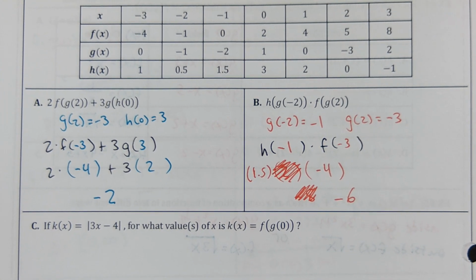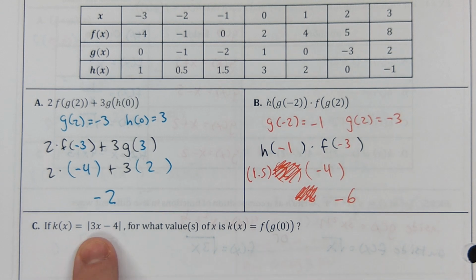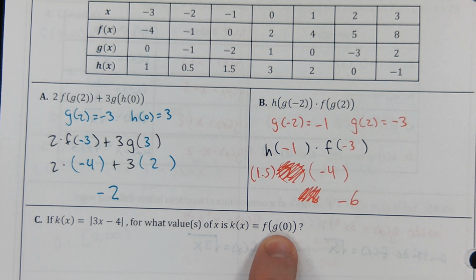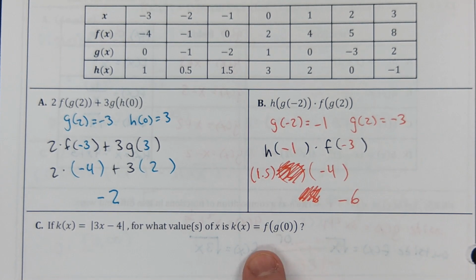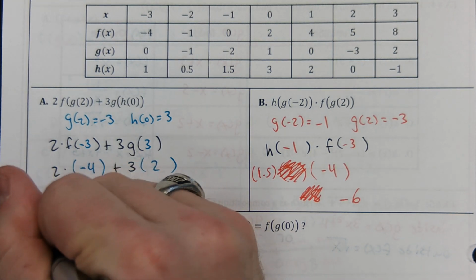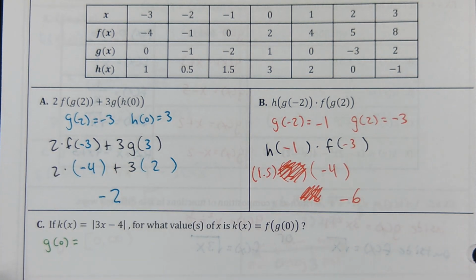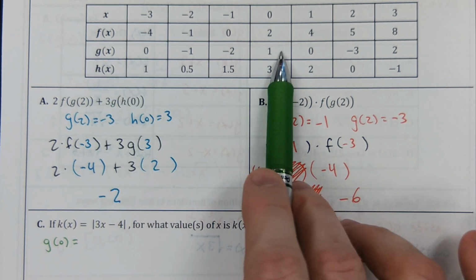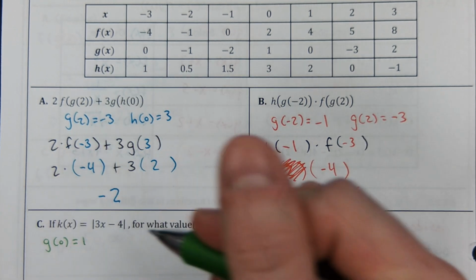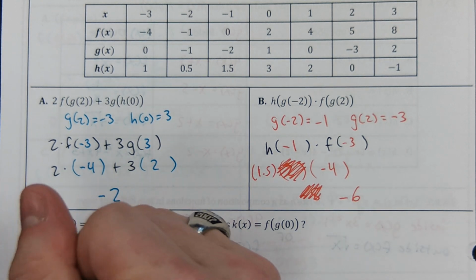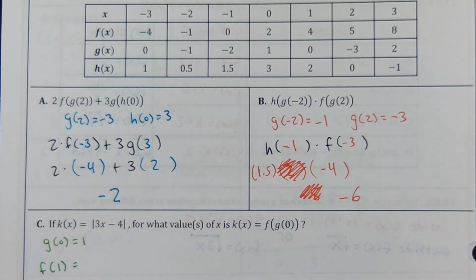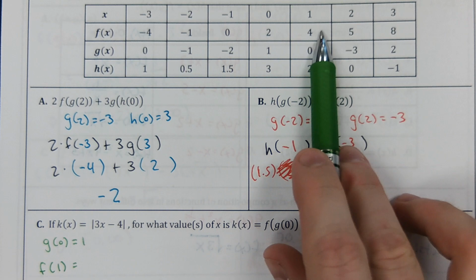This last example for today says k of x, oh, so we have another function now, the absolute value of 3x minus 4. And we want to know when will k of x be equal to f of g of 0. So the first thing we need to do is evaluate f of g of 0. Well, what is g of 0? Let's start there. So go to function g, x equals 0 to 1. So this actually says f of 1. Function f, x equals 1, 4.